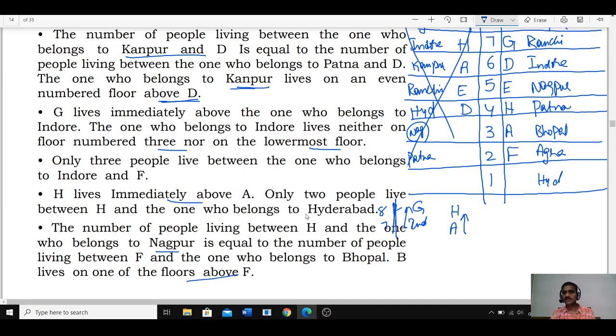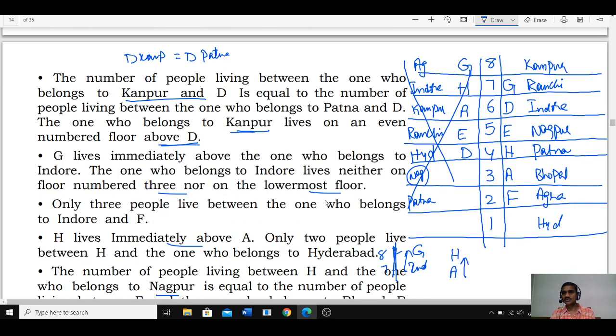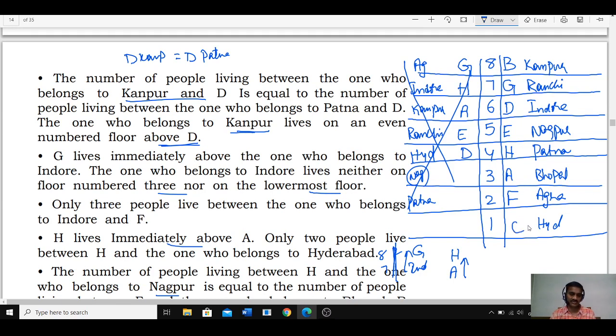And B lives on one of the floors above F. B is on one of the floors above F, కాబట్టి B must be here. If B is, tell me who is the person of tower. C is the person of tower and C belongs to Hyderabad. సరిపోయిందండి. ఇందులో 3 పాసిబిలిటీస్ మనం వాడవలసి వచ్చింది.